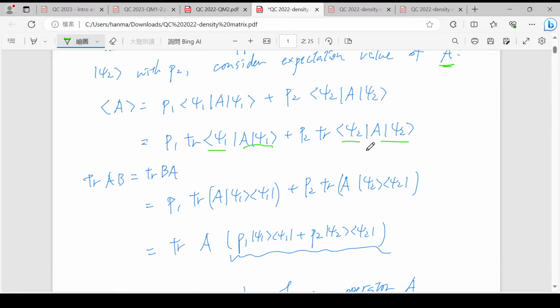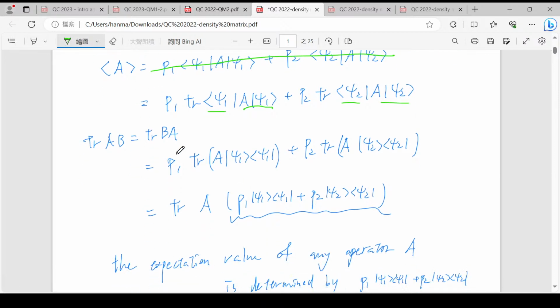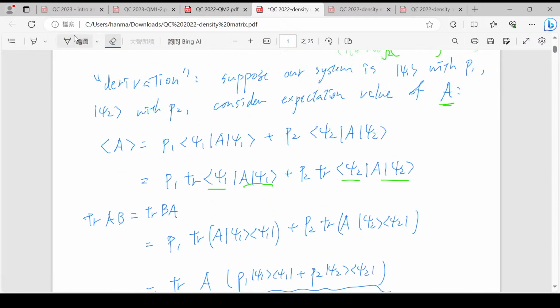Then in the next line we do nothing, but then we do a cyclic permutation. In the next line we use the cyclic property of the trace. You can prove this, it's also pretty easy: trace AB equals trace BA for any matrices A and B. So now we can view this as a trace. Okay, so we are actually doing something here, and in the next line we do something that seems trivial.